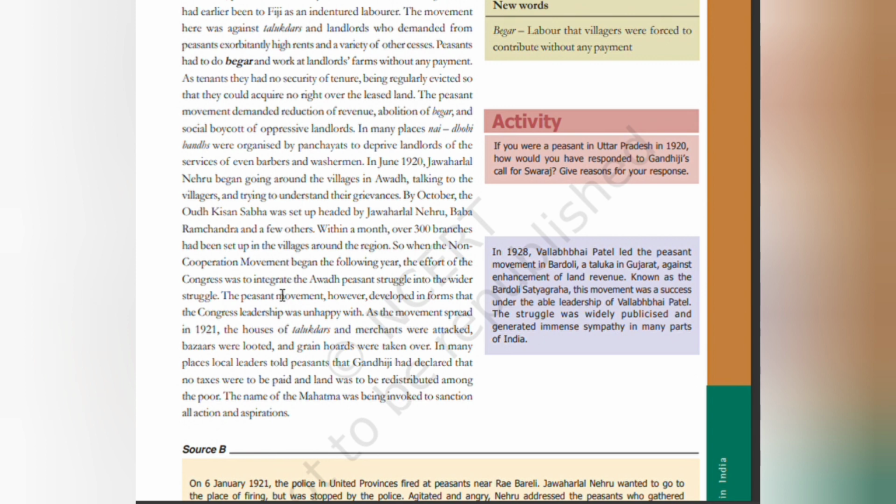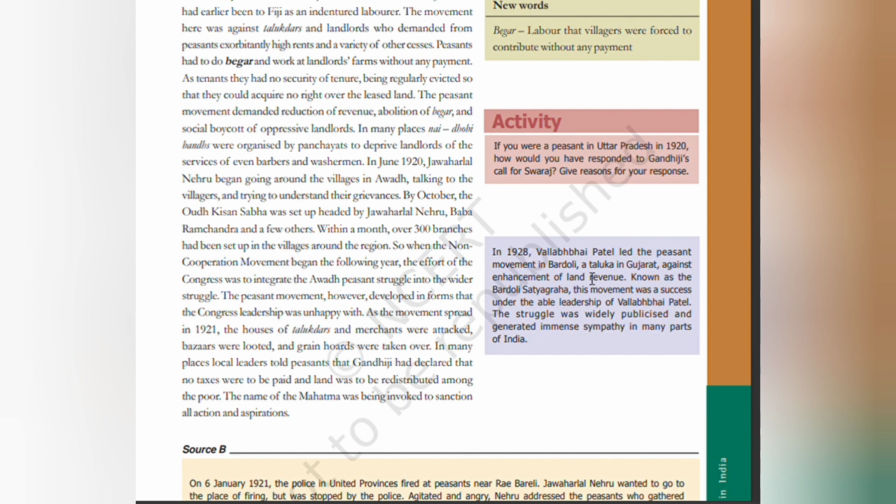A peasant movement, however, developed in forms that the Congress leadership was unhappy with. As the movement spread in 1921, houses of talukdars and merchants were attacked, bazaars were looted, and grain hoards were taken over. In many places, local leaders told peasants that Gandhiji had declared that no taxes were to be paid and land was to be redistributed among the poor. The name of Mahatma was being invoked to sanction all action and aspiration.